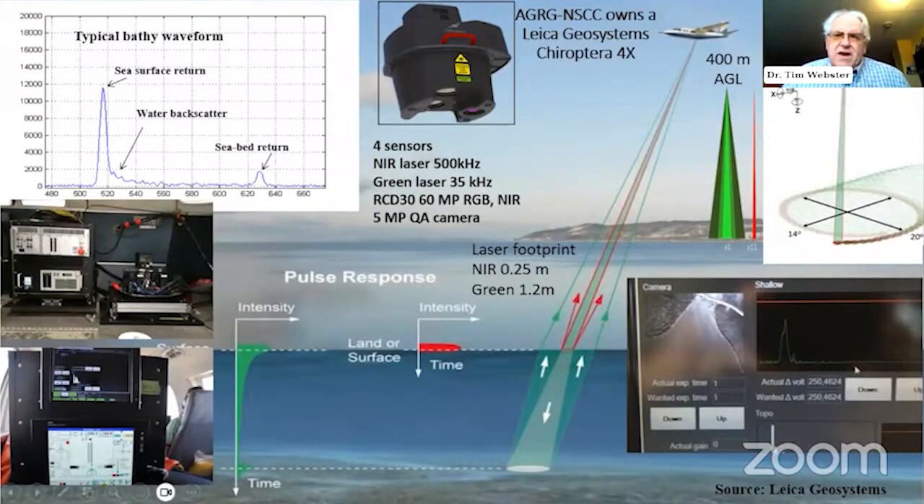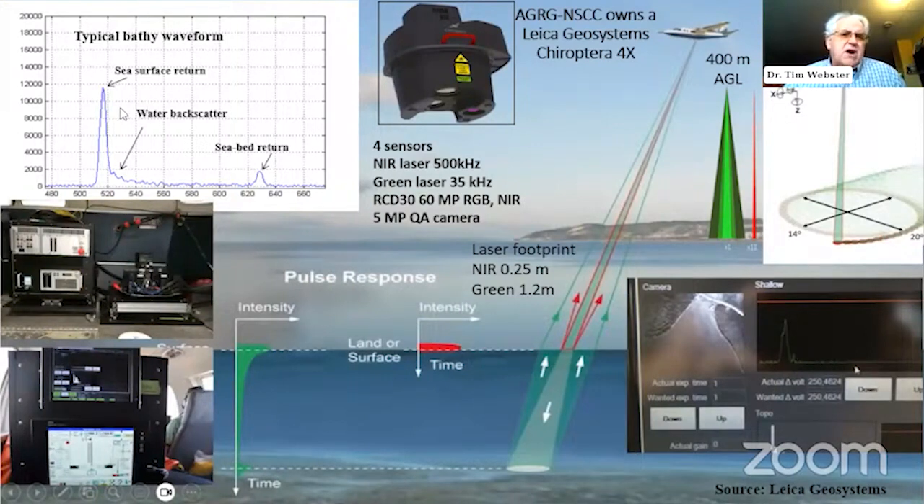A couple of things here. On the top right, we're showing the scan angle. It scans at about 20 degrees side to side and 14 degrees forward and aft. At the bottom is our screen showing what the operator sees, and we can see this small spike here on the other side of the large peak on the histogram, and that's showing we're getting good bathymetric returns.